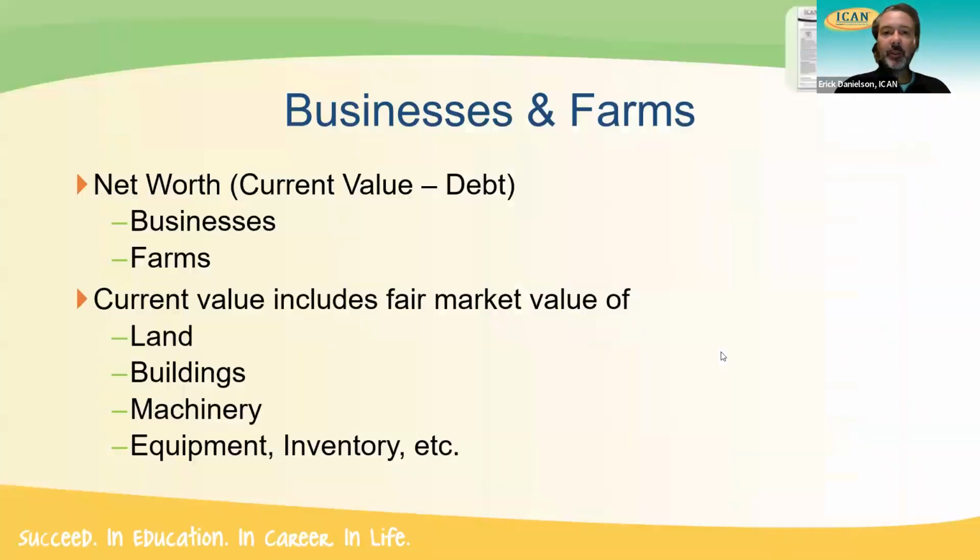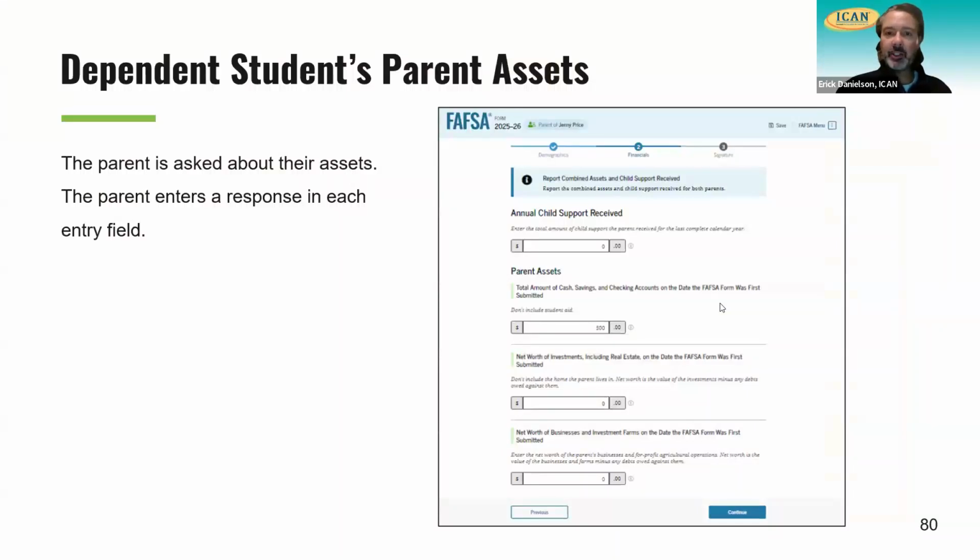Once you have entered in 2023 information, then it's going to come to your asset questions. Now, for parents, one of the first ones it's going to ask you is about annual child support received. You put in the child support if you received any for any children for the last complete calendar year. If any of you filed a FAFSA before January 1 of 2025 over the next couple of weeks here, then you would put down what you received in 2023 because that would be the last complete year.